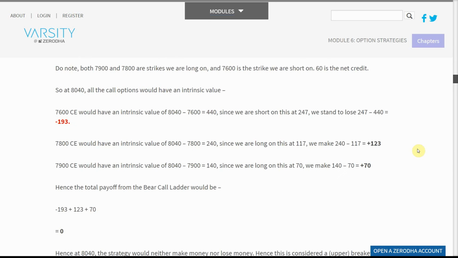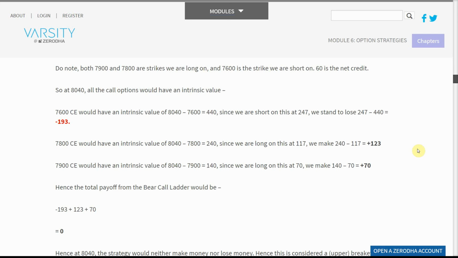Denote: both 7,900 and 7,800 are strikes we are long on, and 7,600 is the strike we are short on. 60 is the net credit. So at 8,040, all the call options would have an intrinsic value. 7600 CE would have an intrinsic value of 8040 - 7600 = 440. Since we are short on this at 247, we stand to lose 247 - 440 = -193.